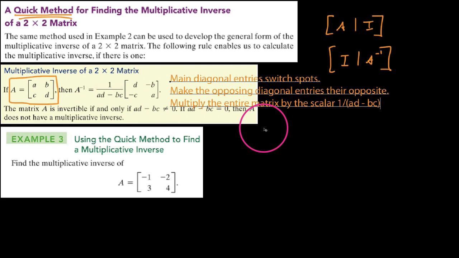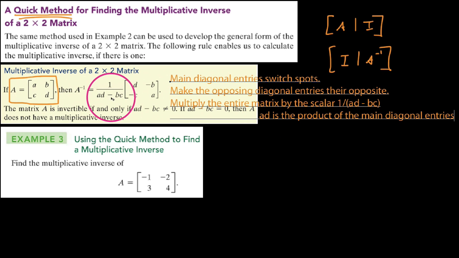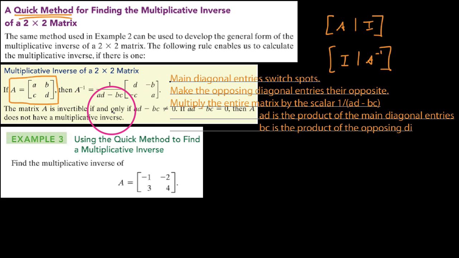Let's talk about AD and BC here. What I want to point out is that AD is the product of the main diagonal entries. As we look at our matrix here, you can see that A and D lie along this main diagonal. Really, to find this AD minus BC, we're taking the product of the main diagonal and subtracting off BC, which is the product of the opposing diagonal. So we'll make a little note here about that as well. BC is the product of the opposing diagonal.